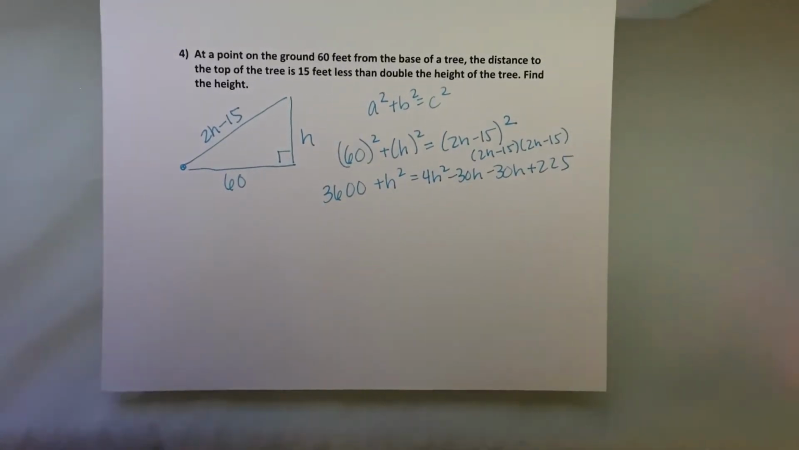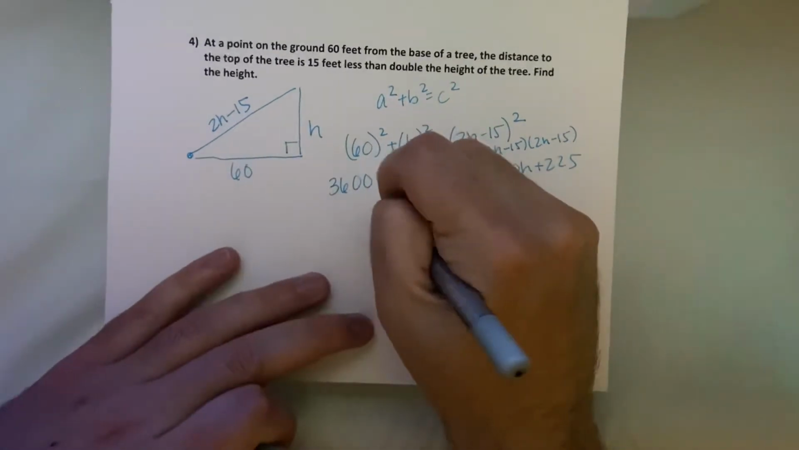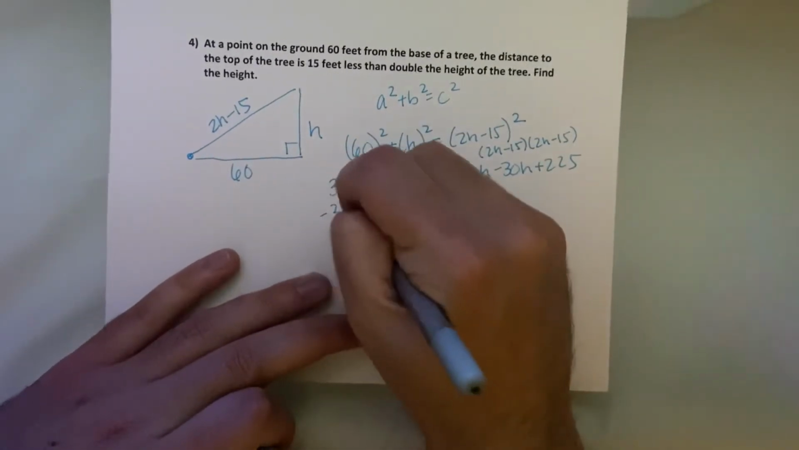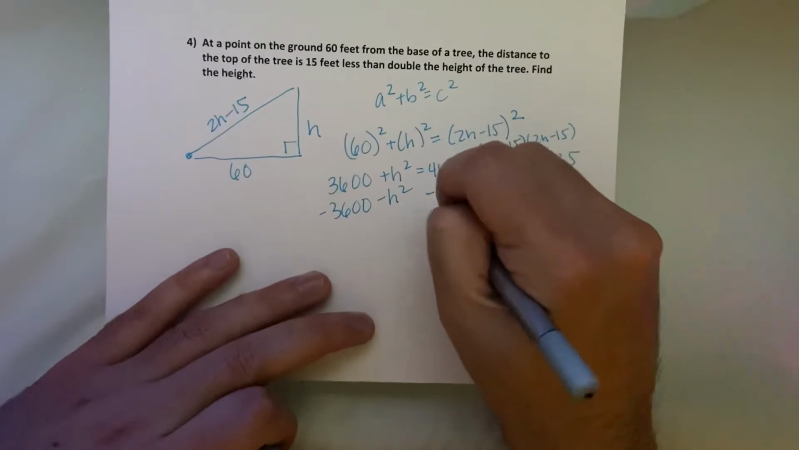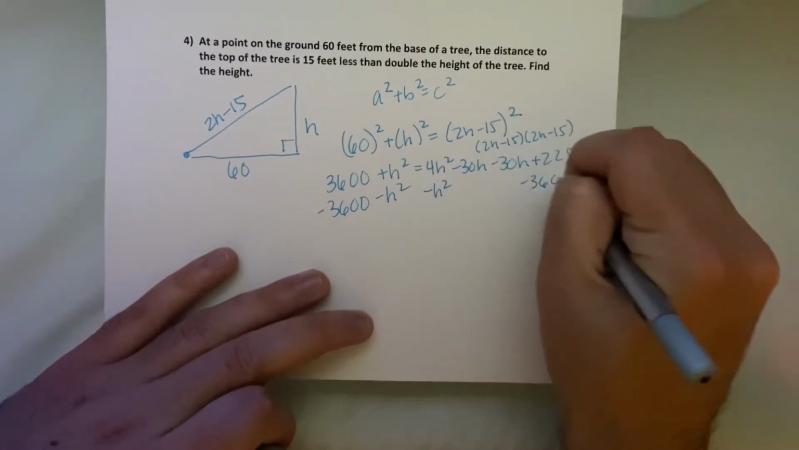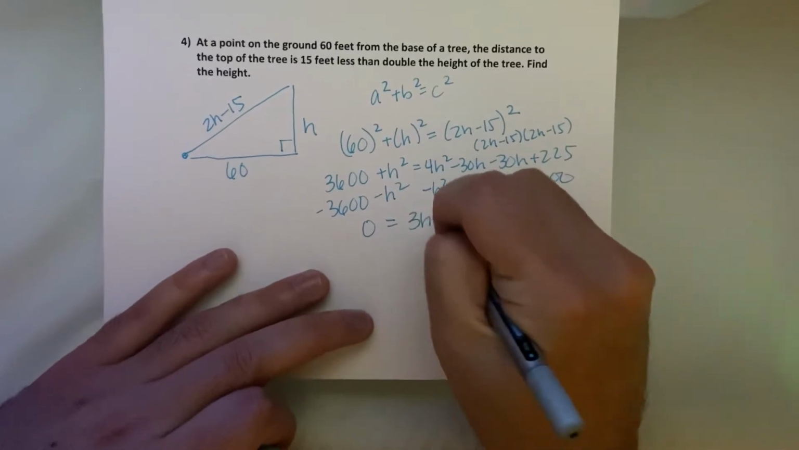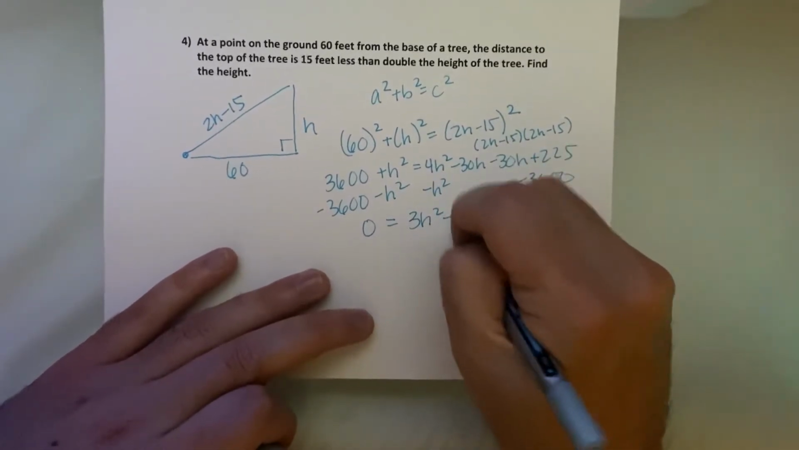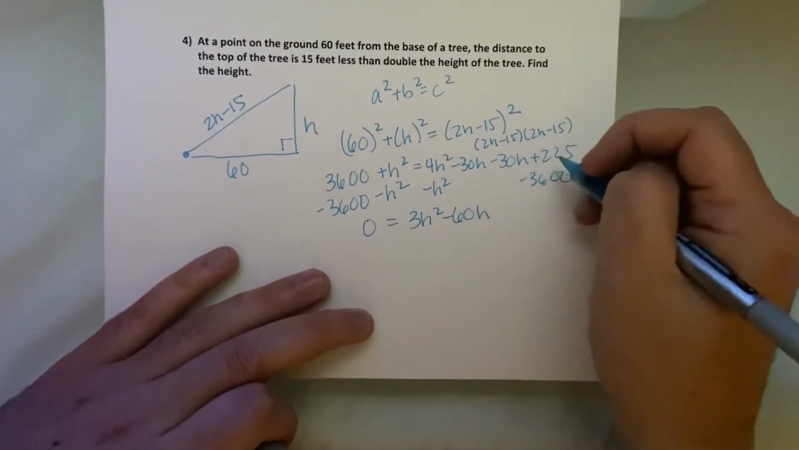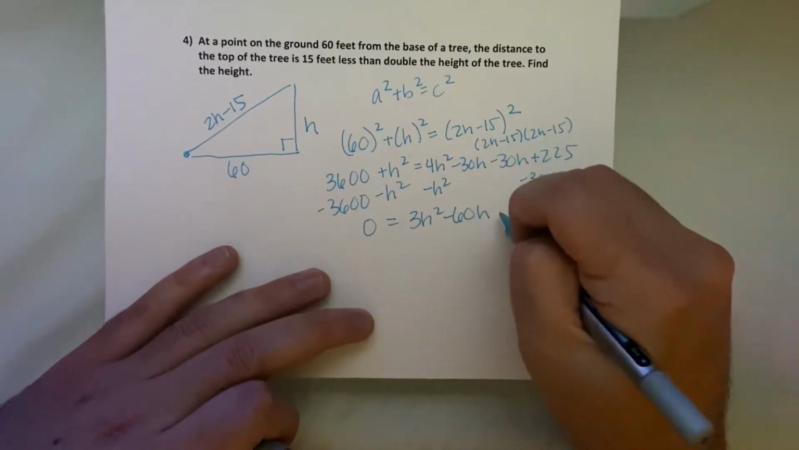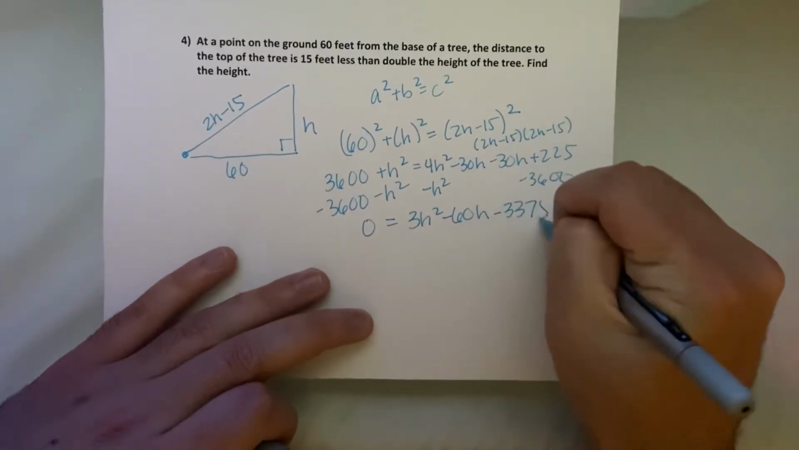Okay, so again, this is quadratic. So what do I need? I need all of my terms on one side. So I'm going to move the h squared and the 3,600 to the other side. Just a lot, but we'll be okay. That's 3h squared. When I combine these, that's minus 60h. 225 minus 3,600 is minus 3,375.